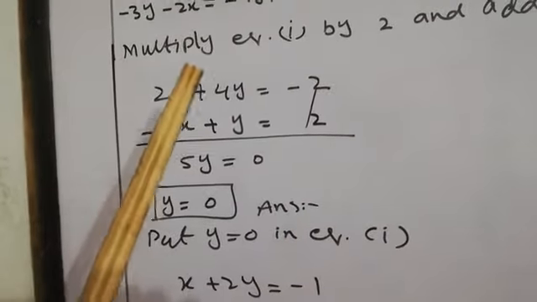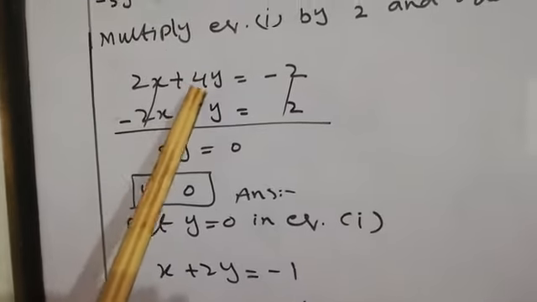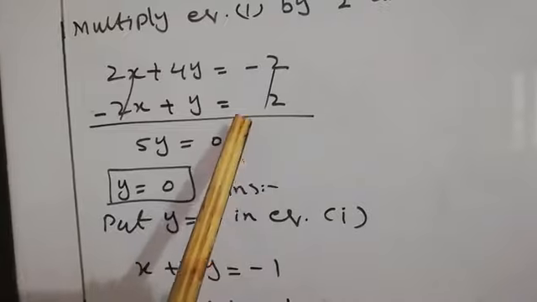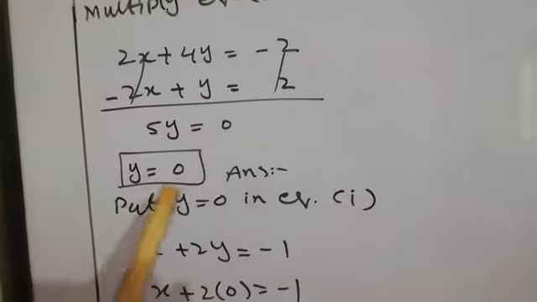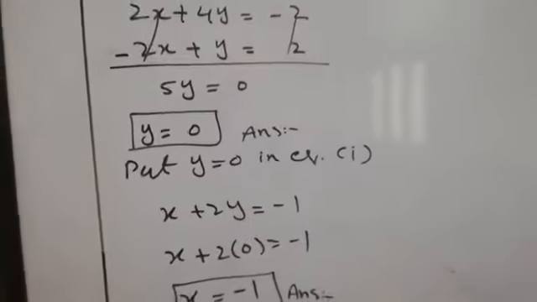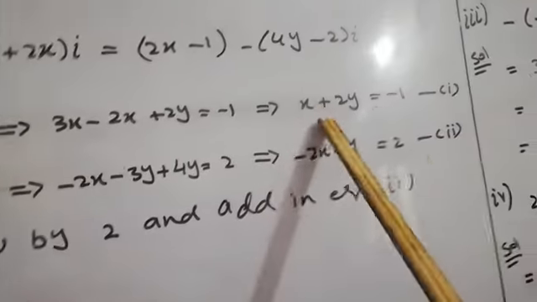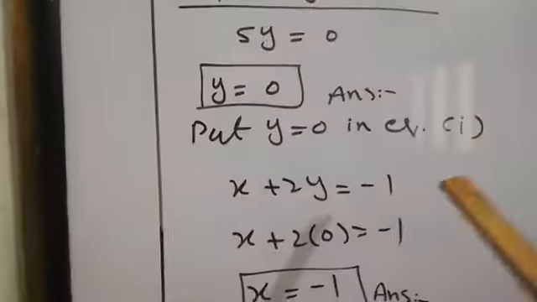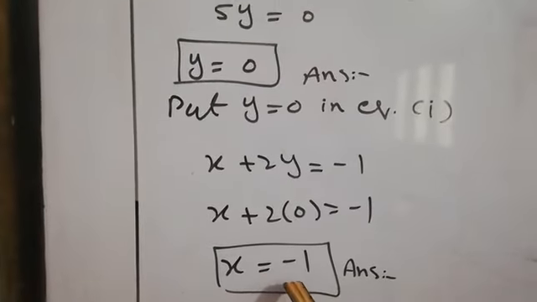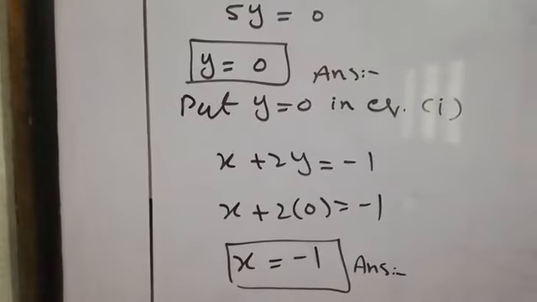Now dear students, we will cancel these terms and get the value of y. 4 plus 1 is 5y, minus 2x plus 2x will cancel, so 5y equals 0, y is equal to 0. Now we will put the value 0 in equation number 1. Equation number 1 is x plus 2y equals minus 1. So we will put the value of y as 0 and we will get the value of x, which is equal to minus 1. These are the values of x and y.